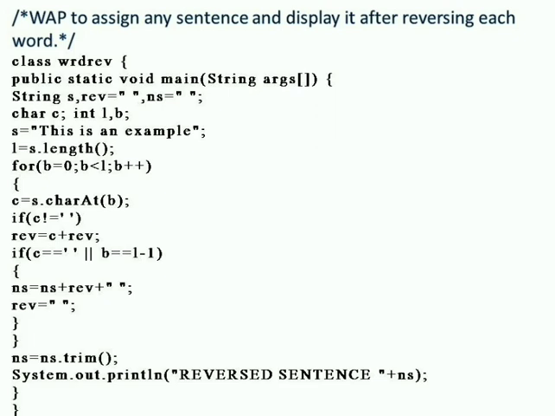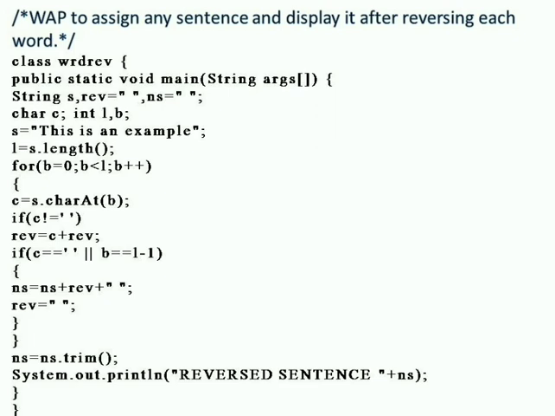If c equal to blank or b equal to l minus 1. If c equal to blank, that means when the character extracted from the sentence is a blank space, or the value of b is l minus 1. That means b is the last position, the position of the last letter in the sentence.